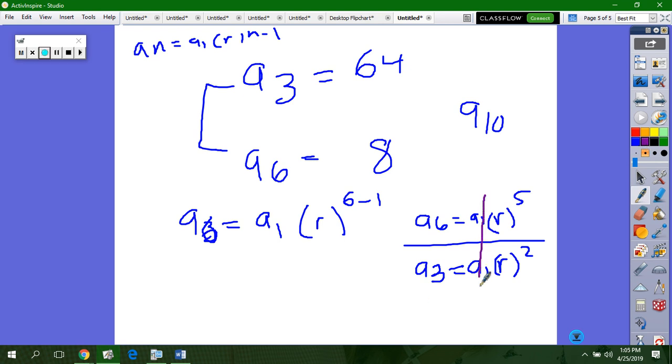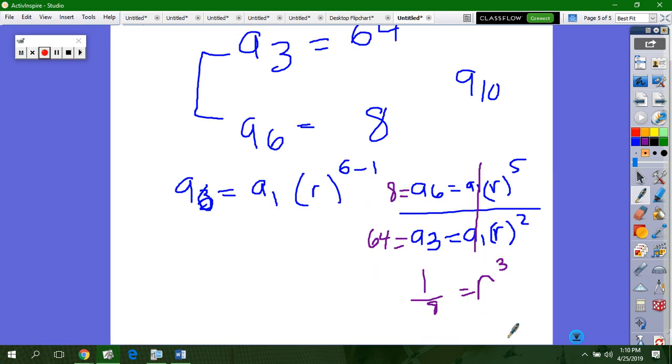When I divide it, those guys get rid of each other. A sub 1s would cancel out, wouldn't they? But notice I have r to the 5th over r squared, and when I'm dividing like terms, what do I do to their exponents? Subtract. So this is r cubed. Now, do I know what a sub 6 is? Yeah. It's 8. Do I know what a sub 3 is? It's 64. So what's 8 divided by 64? 1/8. Does everybody understand how I've got where I'm at so far?